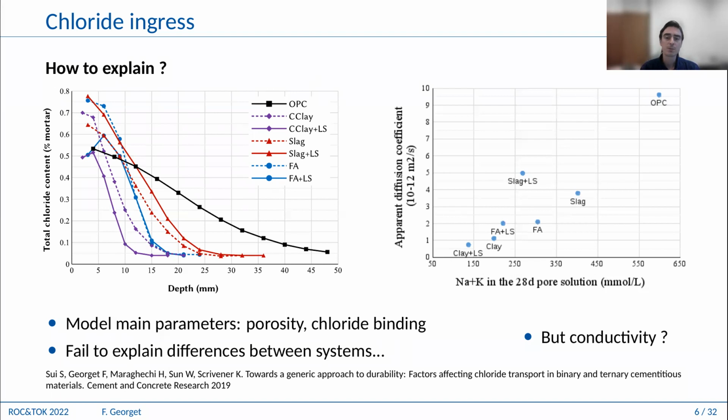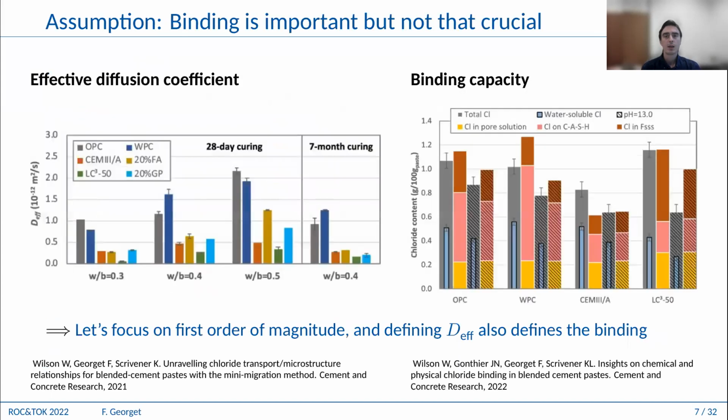So how can we get a better understanding of the real differences between these binders? My first point here, and my first assumption, will be that binding is important, but not that crucial. So I will forget about it. This talk is going to focus on the effective diffusion coefficient.